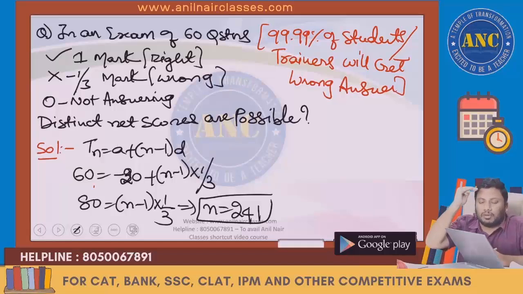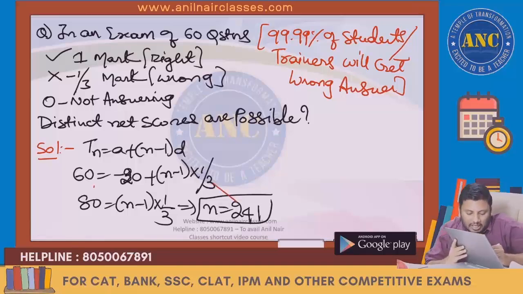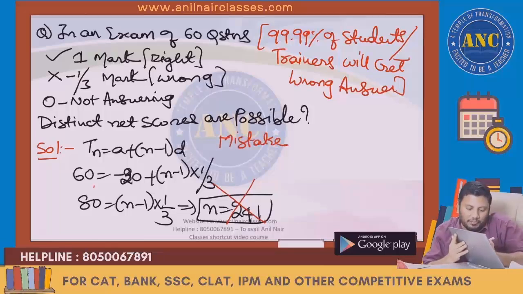Why is it 1/3, 1/3? One incorrect, 1/3. Two incorrect, 2/3. From the highest value to the lowest value, for every negative, the score dips by 1/3, 1/3, 1/3, which is the common difference. But N is 241, it is a mistake. Where is the mistake that we will find?